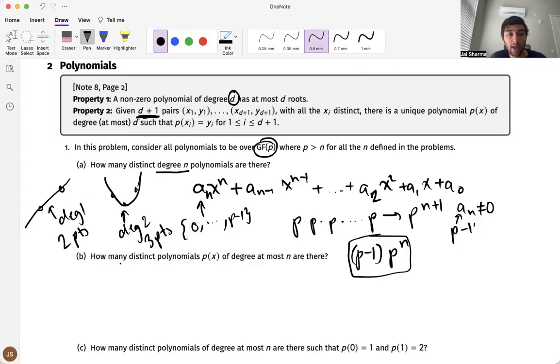Now, going to this one, how many distinct polynomials have at most degree n? That means that a_n can be 0. We don't have this restriction anymore. So we have p options for a_n as well as everything else. So this is simply p to the power of n plus 1, which is what we thought the original answer was, this thing right here.